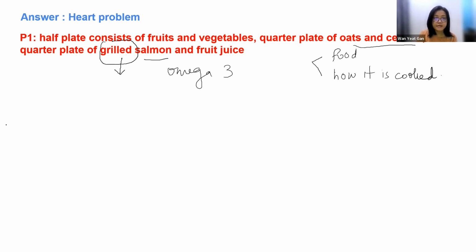Okay, and then the other thing you need to pay attention is that your answer must contain the ratio healthy plate, which is the half, quarter, quarter, half, quarter, quarter. So now your objective of the question is fulfilled. You are suggesting the meal which is based on ratio quarter plate. So you always have to refer back to the question to know whether you have answered correctly.